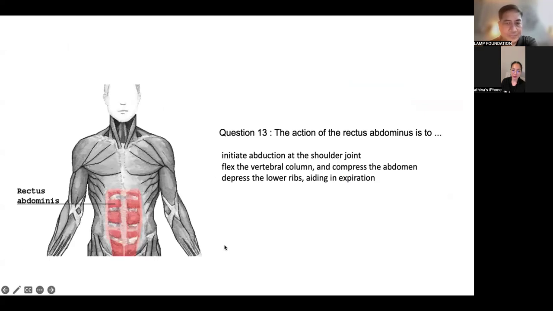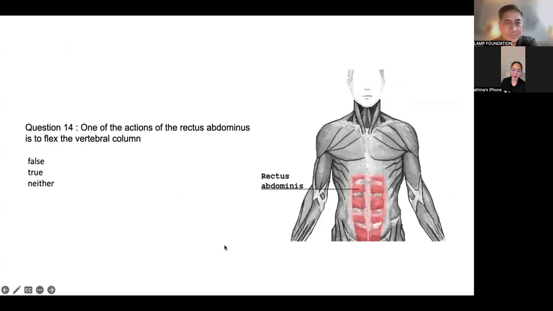The action of the rectus abdominis is to flex the vertebral column and compress the abdomen. One of the actions of the rectus abdominis is to flex the vertebral column.